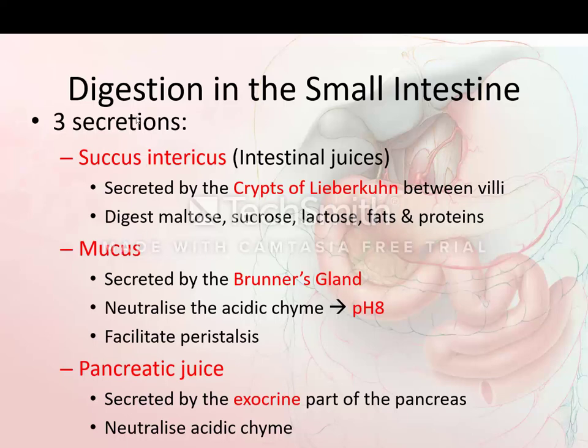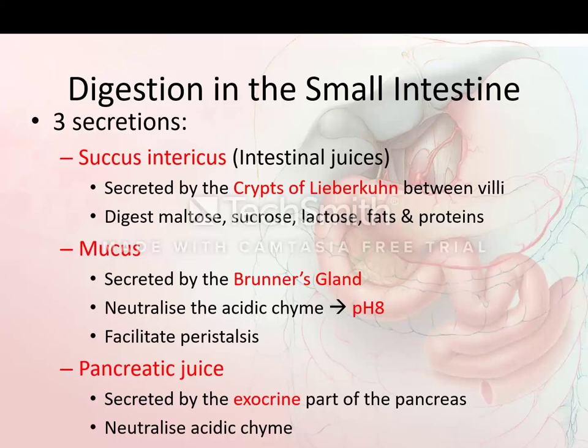Then we spoke about another secretion of the small intestine in the previous slide, which is mucus. That mucus is secreted by the Brunner's glands, and that mucus helps to neutralize acid chyme. And then the last one, and this is not a secretion of the small intestine, but it's secreted via the pancreatic duct into the small intestine by the pancreas, is called pancreatic juice. And pancreatic juice, remember I said to you, is part of the exocrine function of the pancreas, and it's going to help with the digestion of starch.